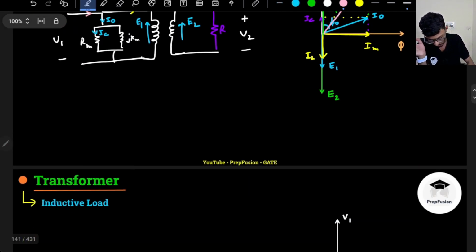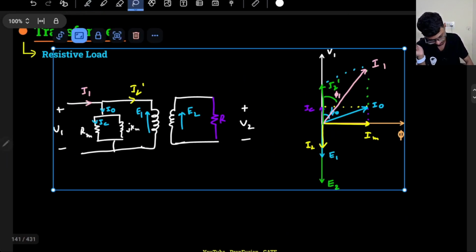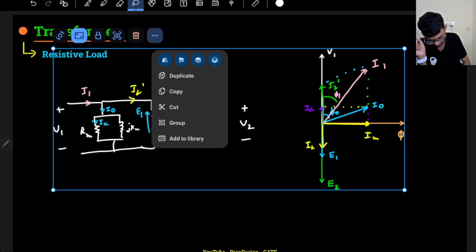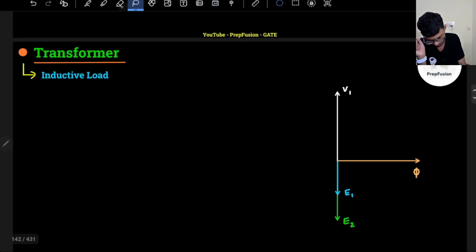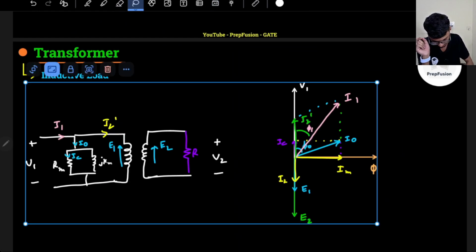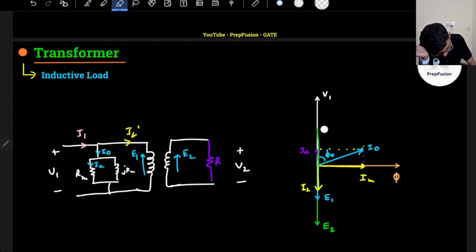So same thing I will do for an inductive load. If I have an inductive load, what will be the phasor diagram? So slightly things will be different. I will just copy this, okay? That will be easier for me. So this I will delete. Okay, so let me paste this here. Let me delete this. So this time my I2 dash will change. So I0 will not change, obviously. I0 is a fixed component, right? I0 will not change. So this will change actually.